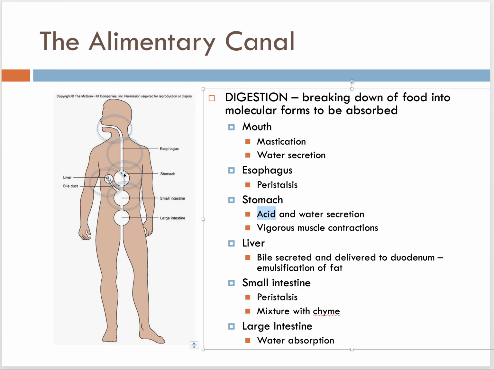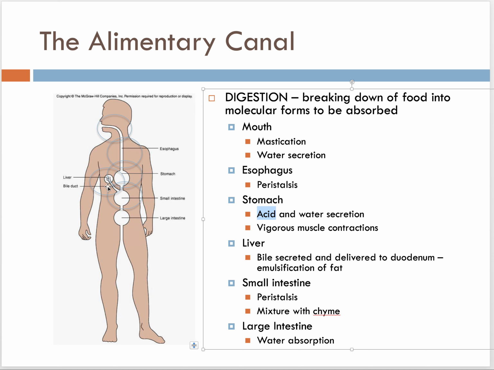Something that's technically accessory, but we definitely need it considering the bulk of our diet is going to involve phospholipids, is the liver. And the liver, in its role with digestion, is going to make bile. That's the most important thing with regards to digestion coming from the liver.